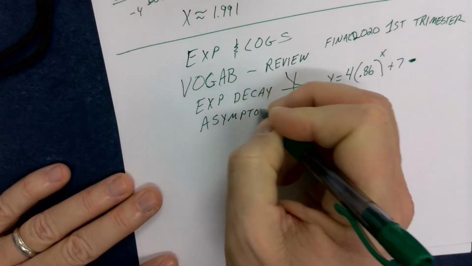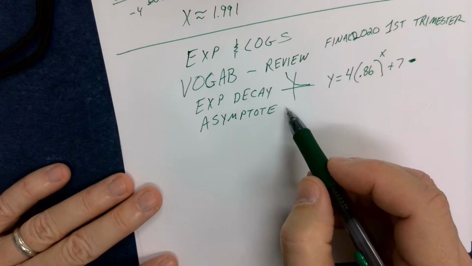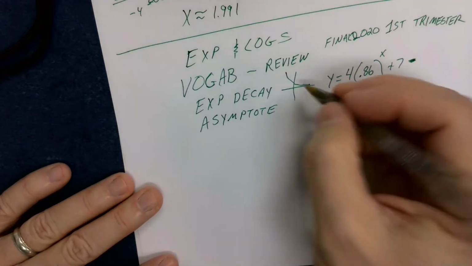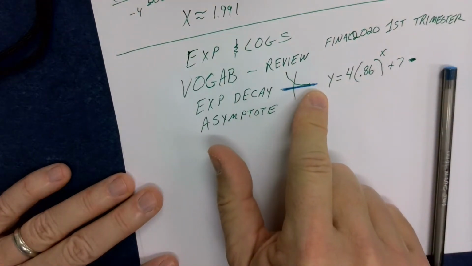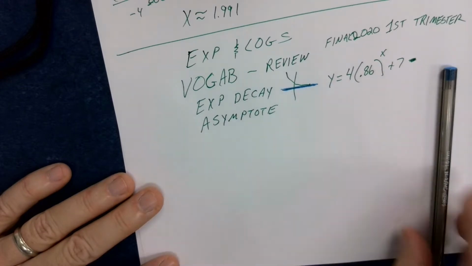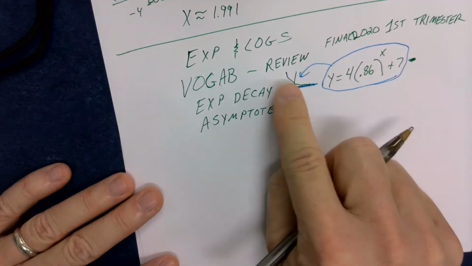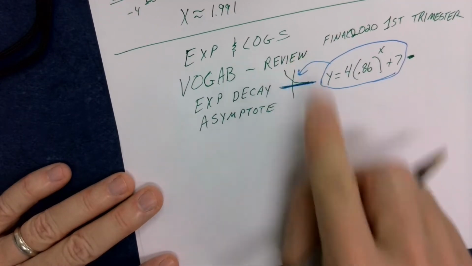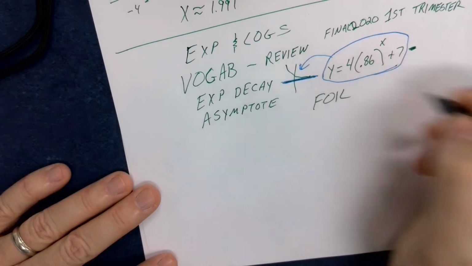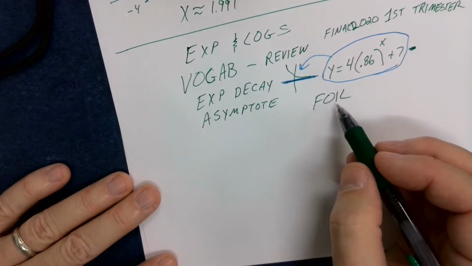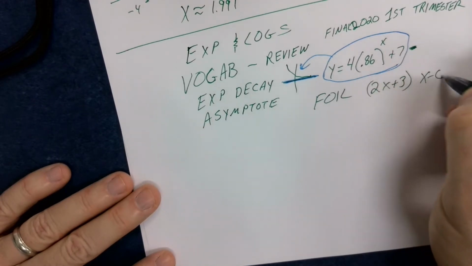Asymptote, we need to know what those things are. Asymptotes are horizontal or vertical lines that a graph gets closer and closer to but never touches. We know that all exponential models have horizontal asymptotes that the graph cannot go past. Just to make sure everybody agrees, this is not a graph of that. This is a decay model, but this one's been shifted up 7. So that changes what's going on. You should know what FOIL means: first, outside, inside, last. It's what we use to multiply two binomials together, like 2x plus 3 and x minus 6.